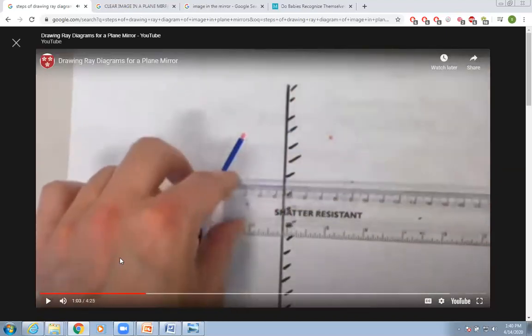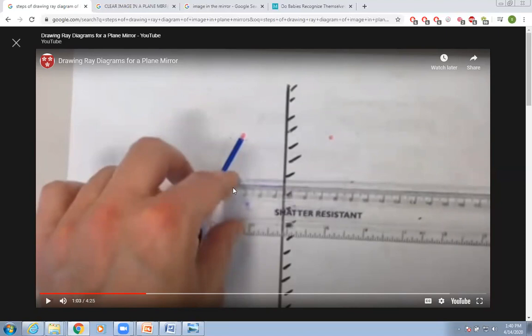For drawing this image, girls, you have to remember the properties of the image in the plane mirror. Number 1, the image is virtual, so it will not form on a screen. Number 2, the image will be laterally inverted. Number 3, the image will form at equal distance and of same size.